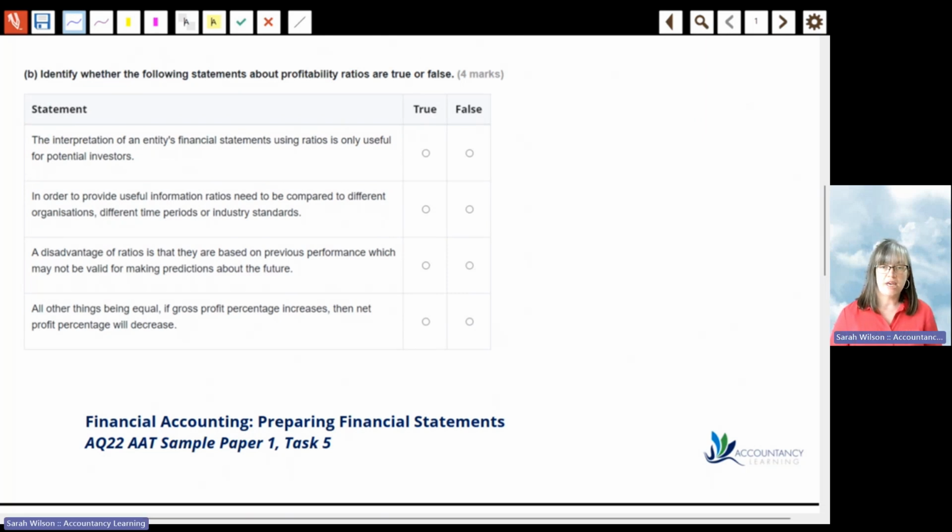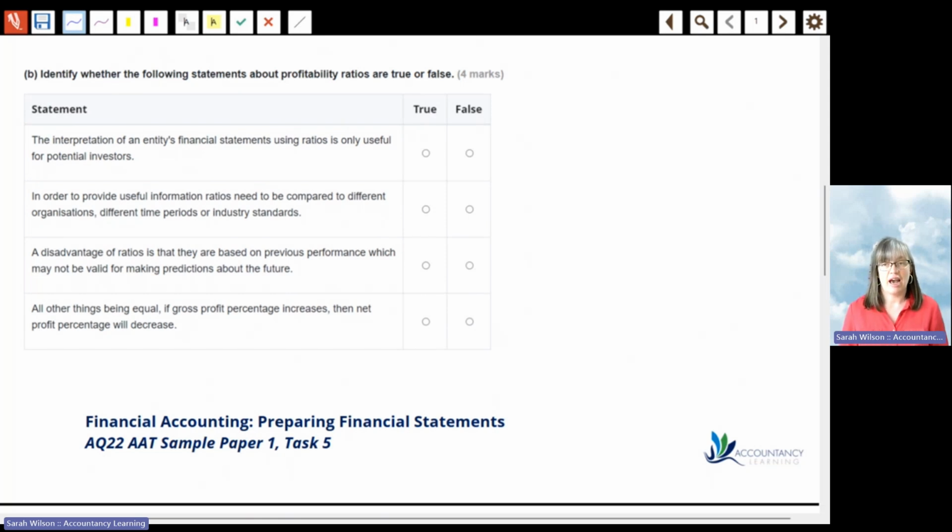In the next question, we need to identify whether the following statements about profitability ratios are true or false. So the first one then, the interpretation of an entity's financial statements using ratios is only useful for potential investors. So yes, absolutely, investors may use ratios to understand the financial statements and maybe help make a decision on whether they will invest in the business.